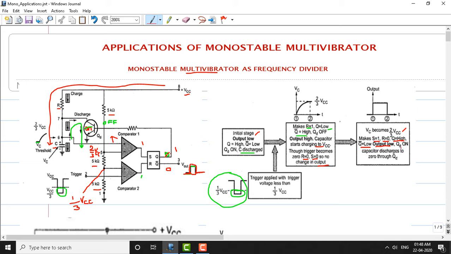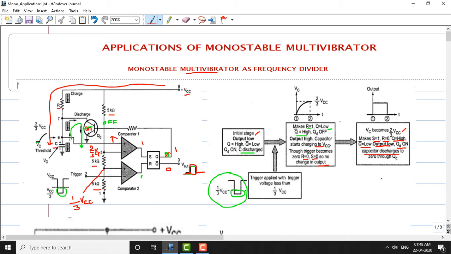That in turn again makes the discharge transistor on. QD will go to saturation and the capacitor keeps discharging, so the voltage across the capacitor again becomes 0. Overall, this block diagram explains the working principle of the monostable multivibrator.